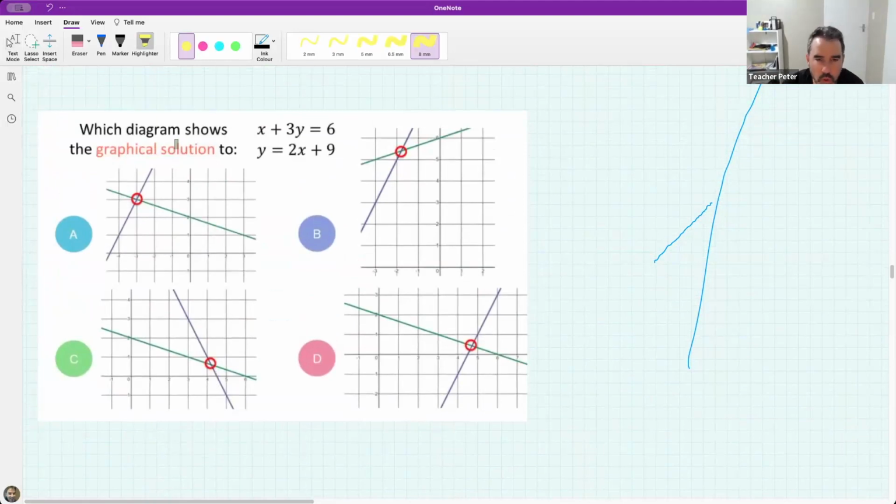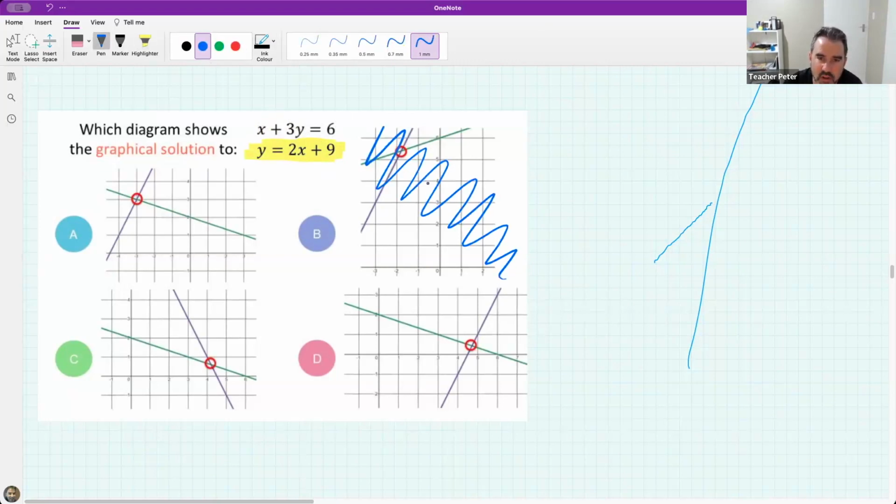Okay. Which diagram shows the graphical solution to these two equations? What I would say is that the one is very easy to see. The other one is a bit harder. But let's just use the yellow one. Since the y-intercept here is 6, I'm going to cross this one out straight away. Oh, wait, no, maybe I should be careful because that might be up here.